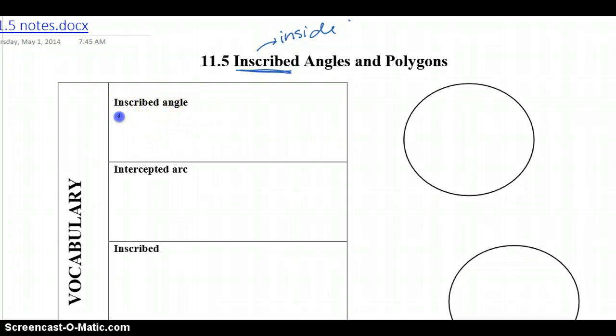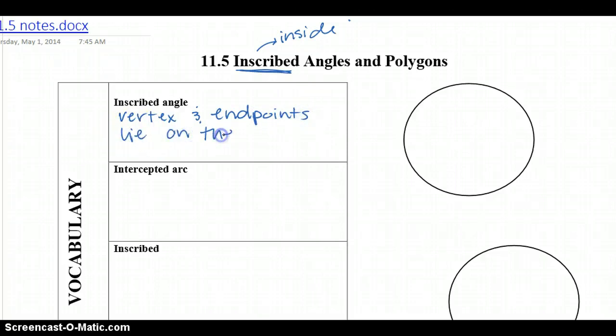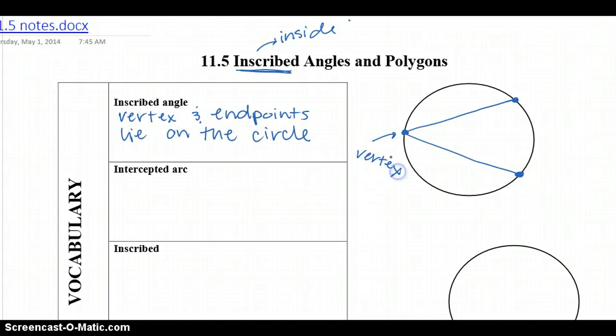And an inscribed angle, the vertex and endpoints lie on the circle. Alright, so when I draw my inscribed angle, I'm going to draw my vertex, a point on the circle, and then draw my two sides so that their endpoints lie on the circle. So there's my vertex, my two endpoints, and notice that the two sides of my angle, my inscribed angle, are chords of the circle.